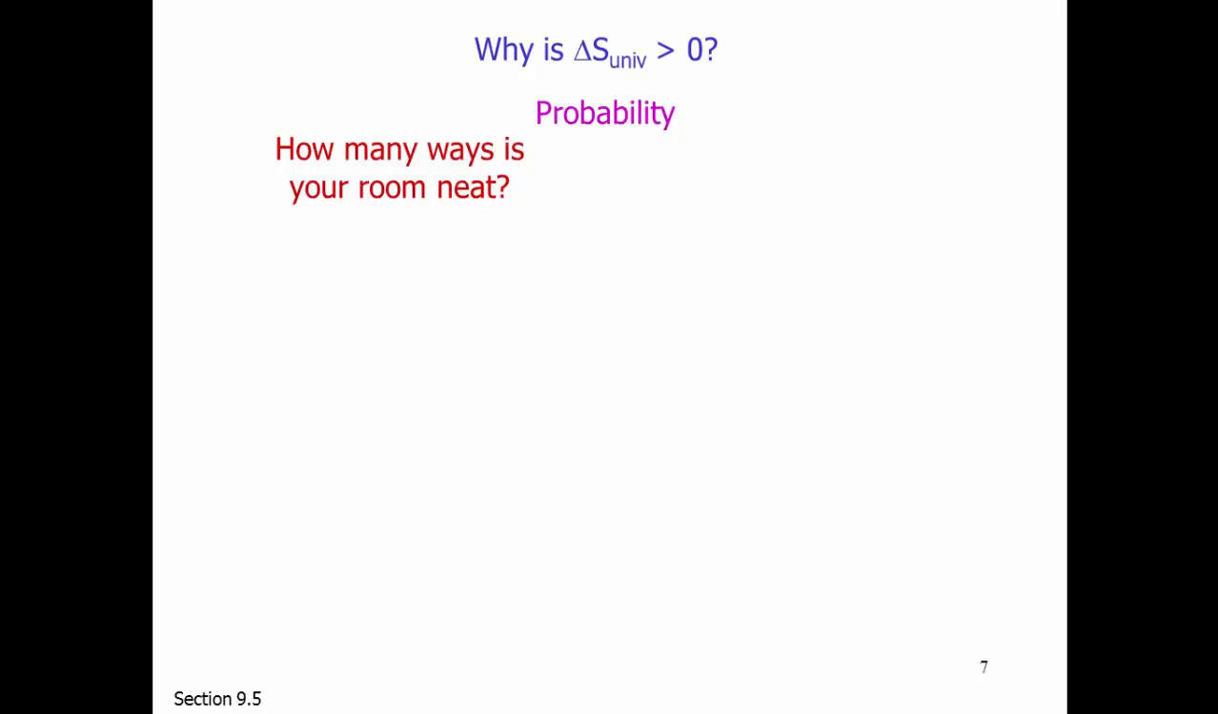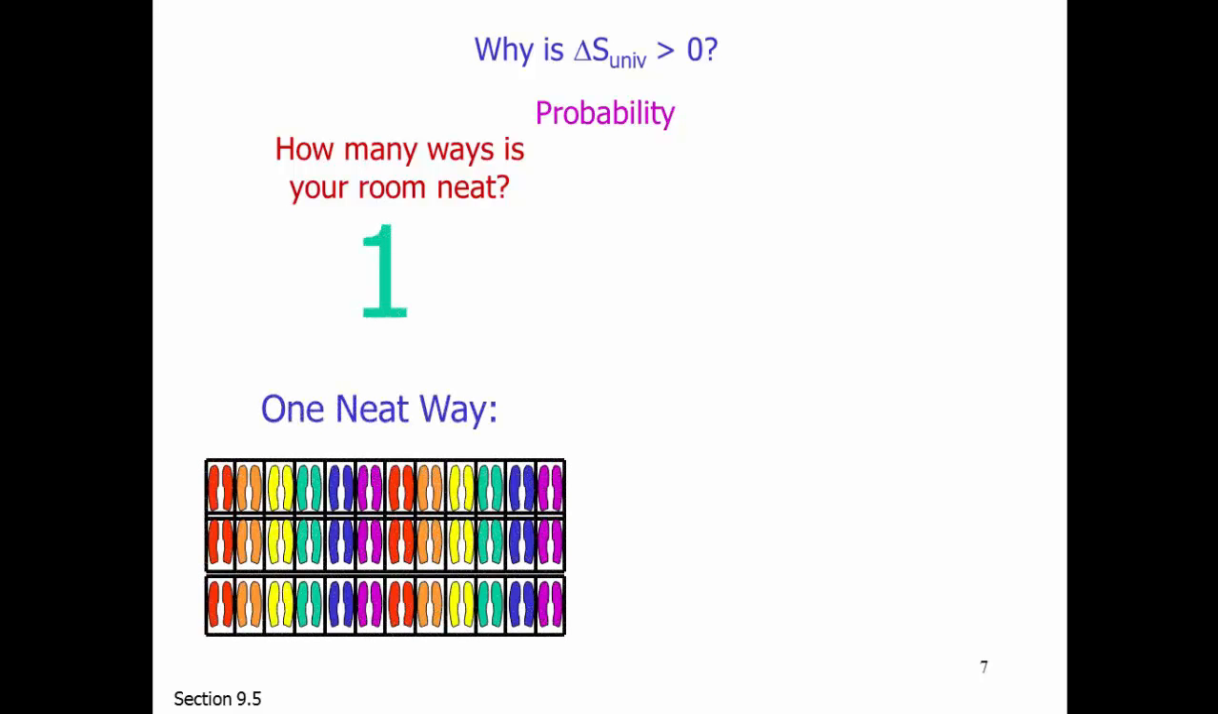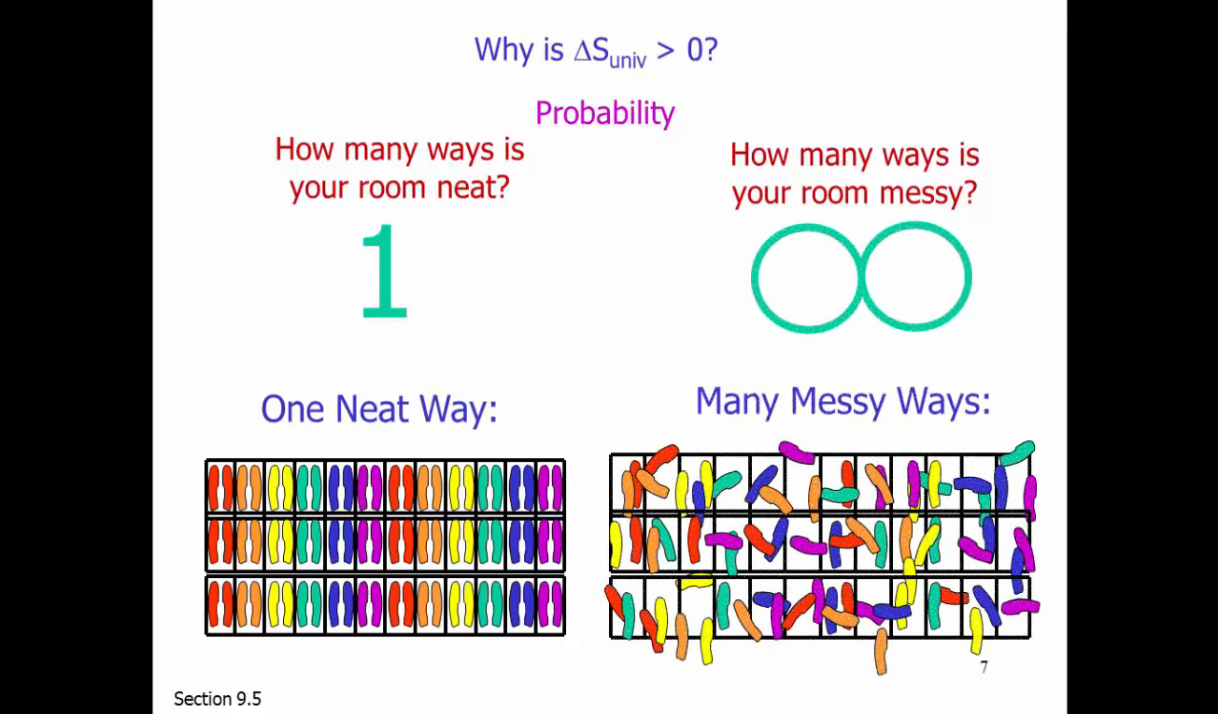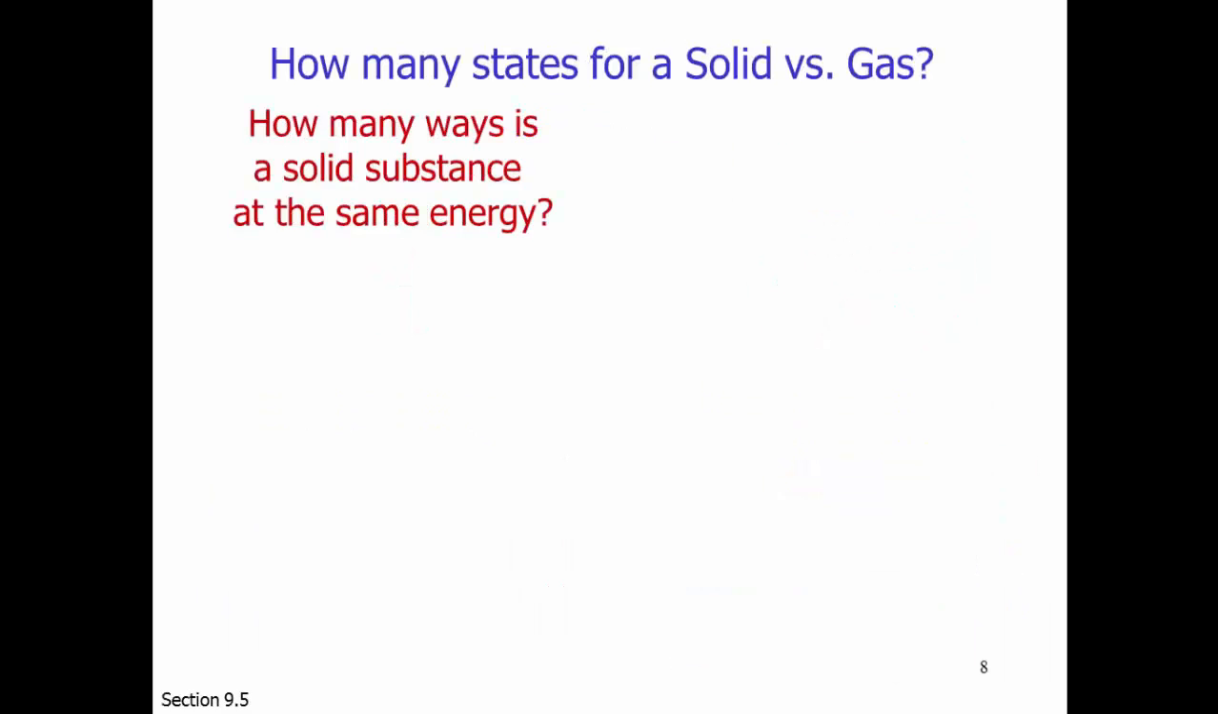How many ways is your room neat? Well, my mother always said, a place for everything and everything in its place. So to her, there was only one neat way for your room to be. The keys should be on the hook beside the door. How many ways can your room be messy? An infinite number of ways. Your keys might be on the hook. They might be in your coat pocket. They might be on the floor. They might be on the kitchen table. The keys can be many places, and it's more probable that there are many messy ways.